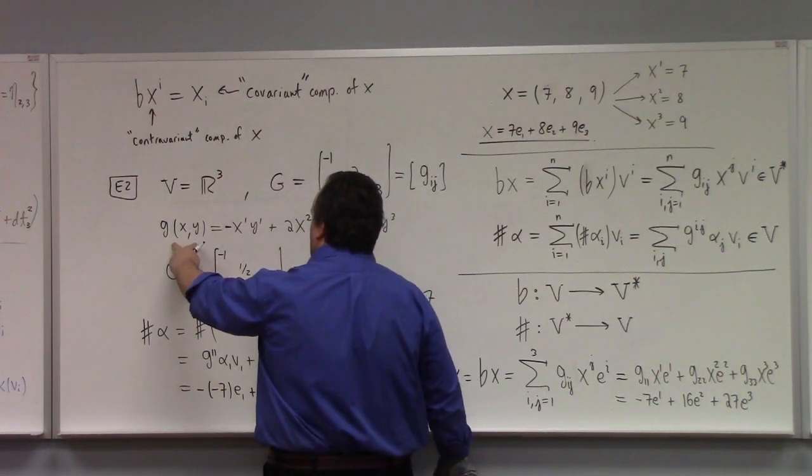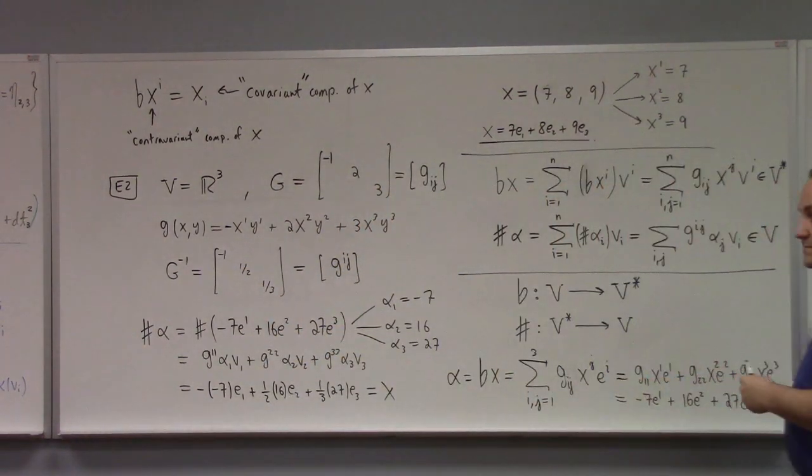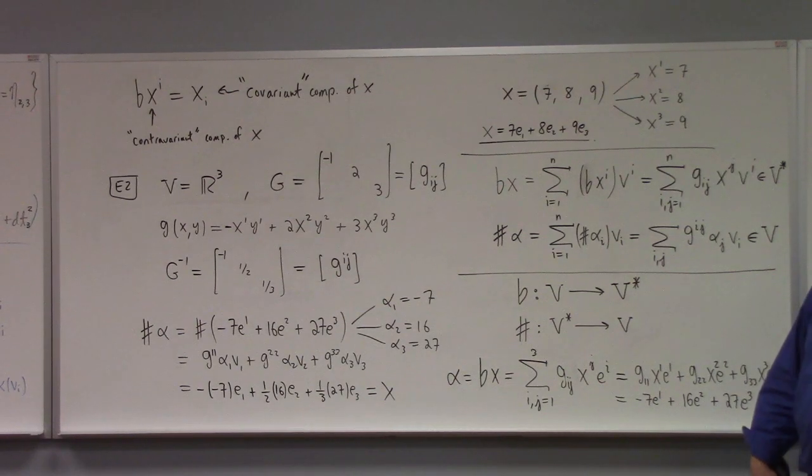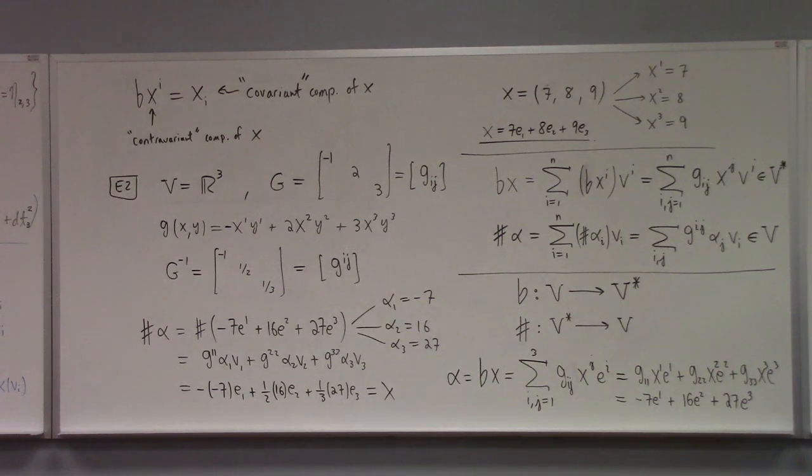Remember, a metric is a mapping from V cross V into the reals. But the X and Y's are components of the vector X and the vector Y. X upper 1, X upper 2, X upper 3, these are numbers, specifically 7, 8, and 9. The components in the dual space? No, they're the components of the vector.